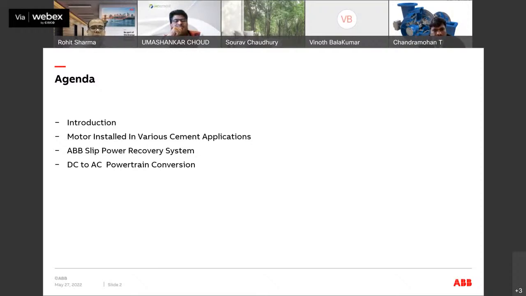upon. And as a subtopic, we have taken two systems. One is the slip power recovery system for the slip ring induction motors, and the DC to AC conversion and the powertrain conversion, basically, which contains the motor and the drive upgradation of the complete system.